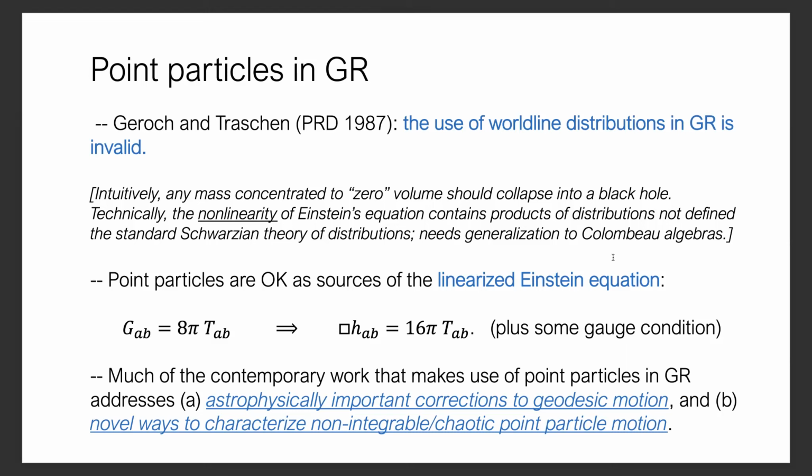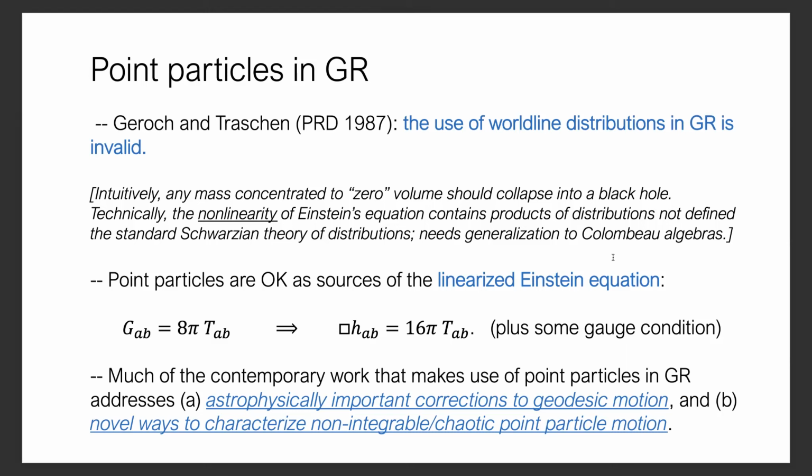Now, contemporary, more modern work making use of point particles in GR can be categorized into two classes. The one that I'll talk about in the next few slides concerns astrophysically important corrections to the motion that would be there if you just simply assumed that they were test particles, or geodesics.